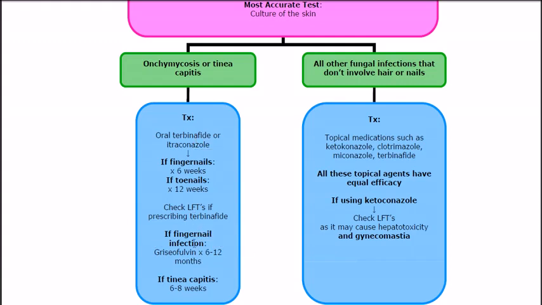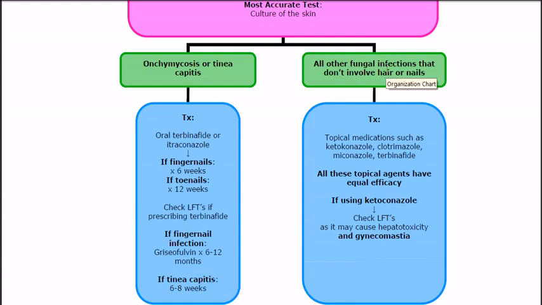But if there's a fingernail infection, you can use griseofulvin, but you have to give it for 6 to 12 months. And the important point, actually not written here, is that griseofulvin can't be used in toenail infections. It can only be used in fingernail infections. And if it's tinea capitis, we're going to give it for 6 to 8 weeks.